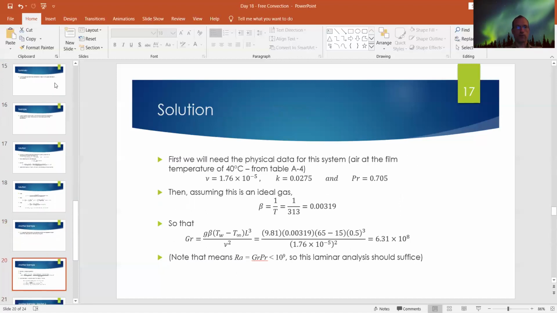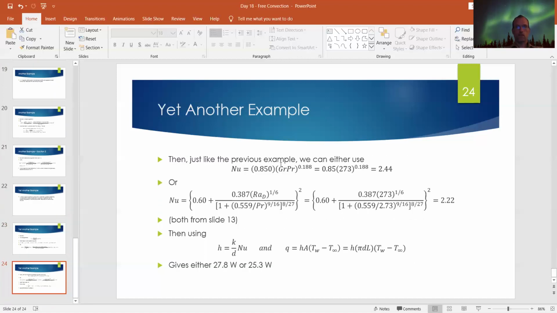So again, you're going to do that both ways. The first way, use the simple equation, I get a Nusselt number of 0.244. Second way, using that big long equation, get a Nusselt number of 2.22. Again, fairly close values. Then finding h, k over D times Nusselt number, standard equation for heat loss, hA times T wall minus T infinity. Area in this case is pi D times L, outer surface area of the cylinder. That's going to give me either 27.8 from the simple equation, or 25.3 from this longer, more complicated equation. Again, fairly close to each other. Doesn't matter which one you use.